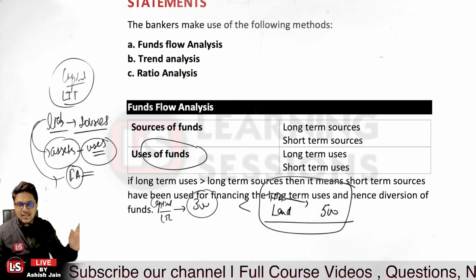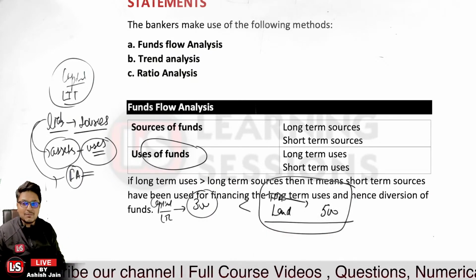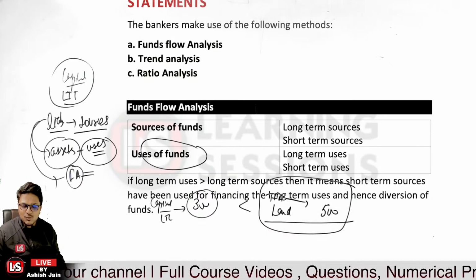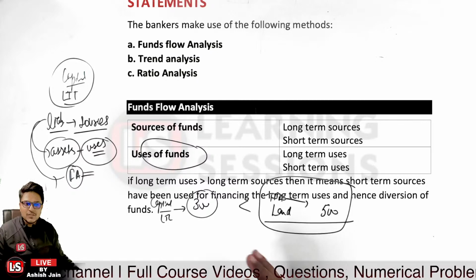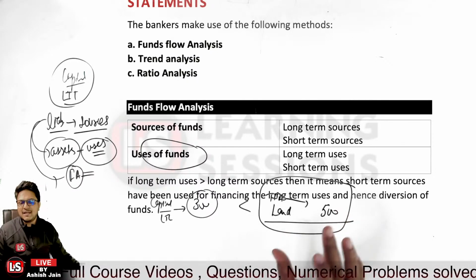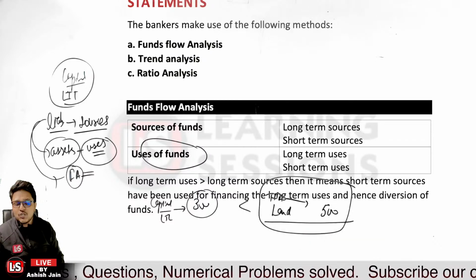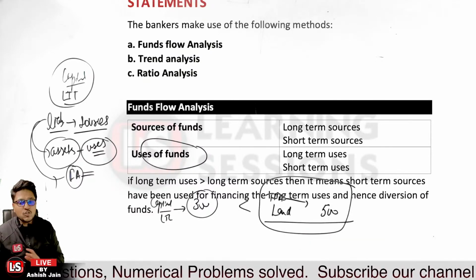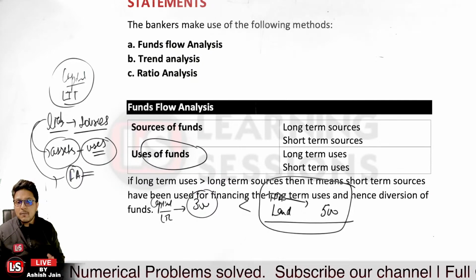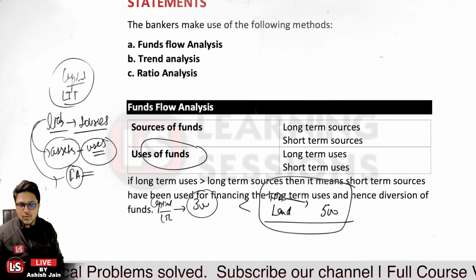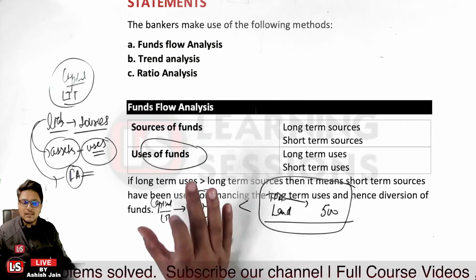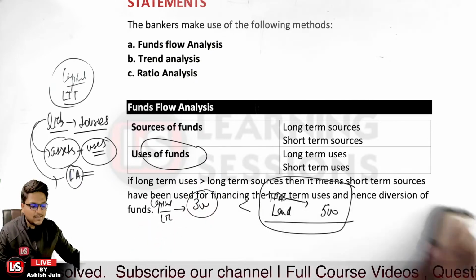It indicates that the short-term sources have been used to procure the long-term assets. That is, there is diversion of funds, because a CC limit is sanctioned for day-to-day routine. It is not sanctioned for procuring long-term assets. Are you getting this point? We can get an estimate of this from the fund flow analysis.